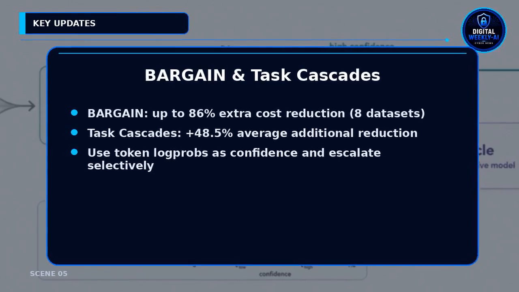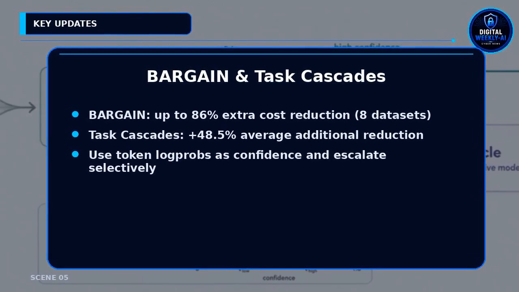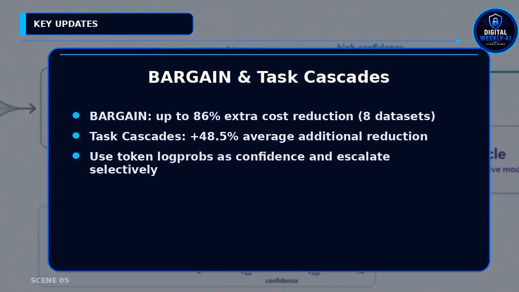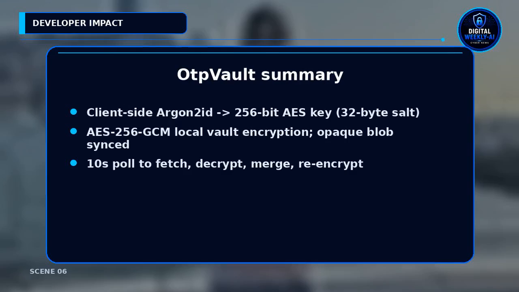Bargain is a model cascade for classification. Across 8 datasets, it reported up to 86% more cost reduction versus competing methods. Task Cascades adds optimizations and cut costs a further 48.5% on average. Use token log probs as confidence. Single token: use that token's log prob. Multi-token: sum all log probs and normalize top log probs in binary cases.